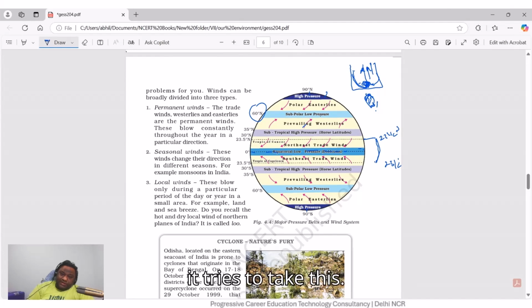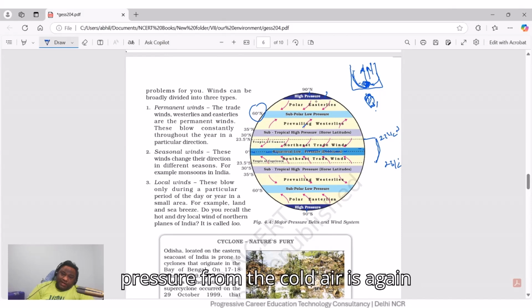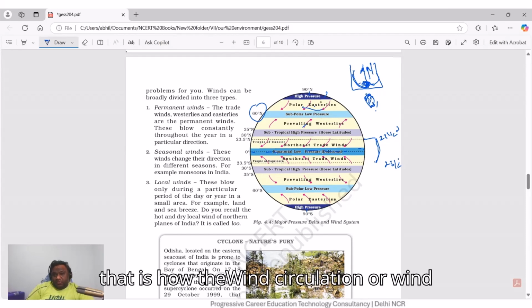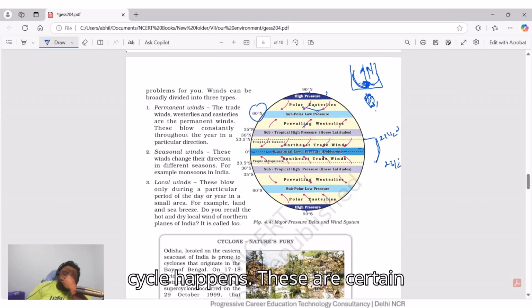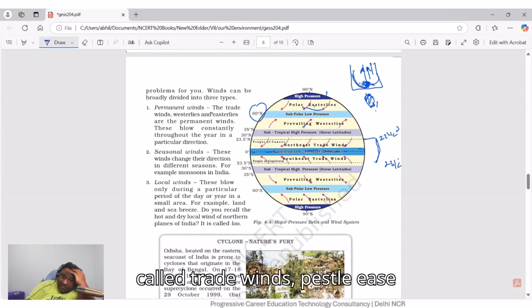It tries to take this place. Because there is a low pressure, high pressure from the cold air is again coming. These are called polar easterlies. So that is how the wind circulation or wind cycle happens. These are certain permanent wind cycles which are called trade winds, westerlies, and easterlies.